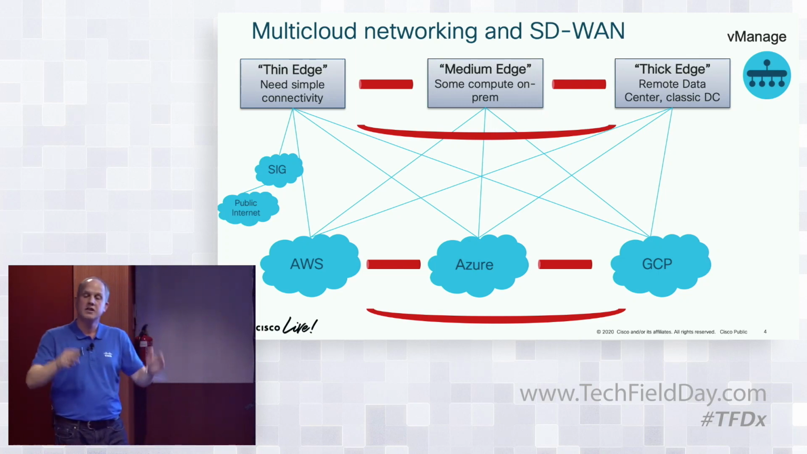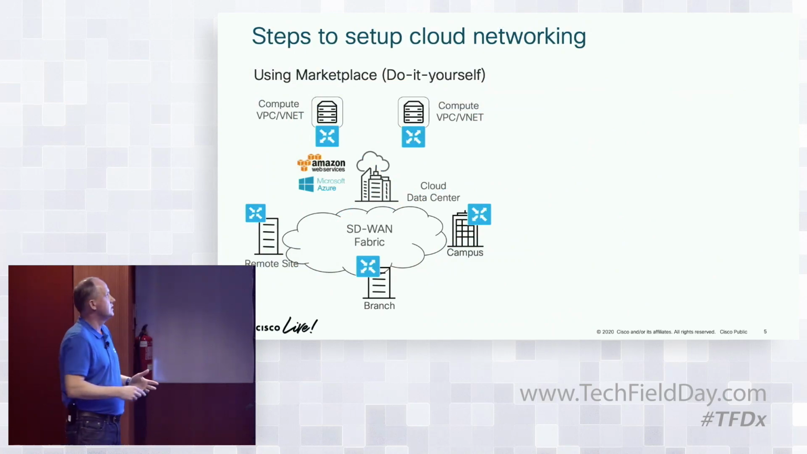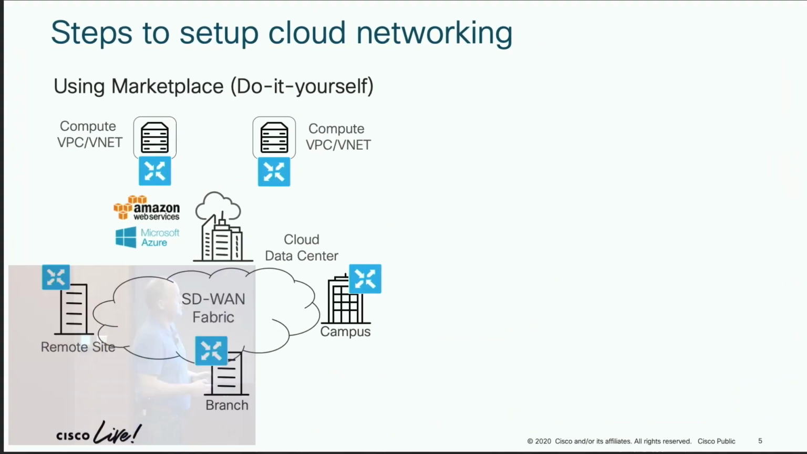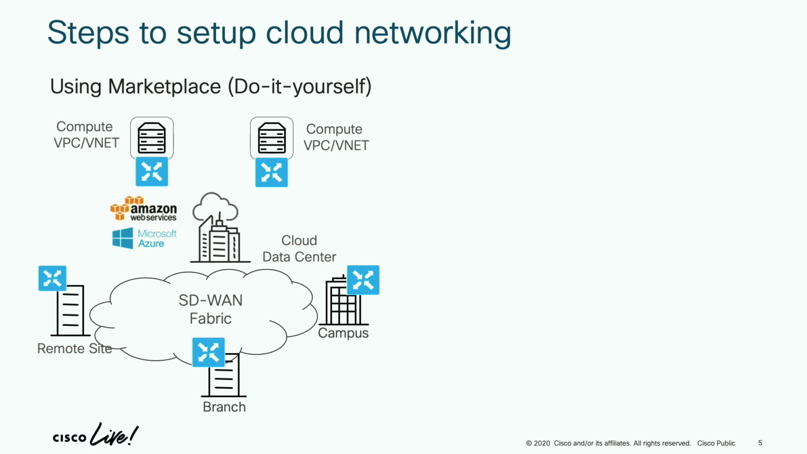Okay, that was high level. Let's go deep and see what do we need to interconnect all this stuff together. I would say this is like a hardcore option, do it yourself. You have different resources on public cloud. You see here VPC and VNets. And in every VPC, you will run SD-WAN edge virtual router. Can be CSR 1000V, can be vEdge Cloud.